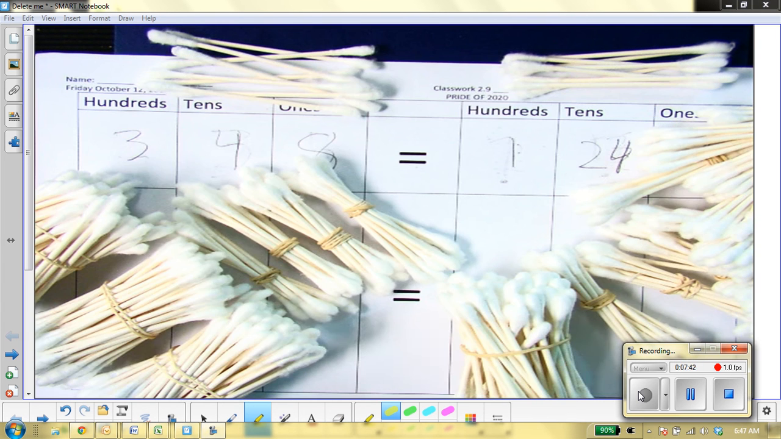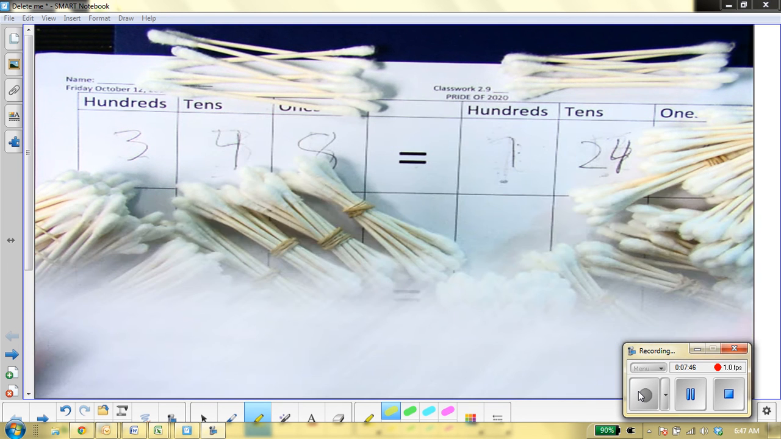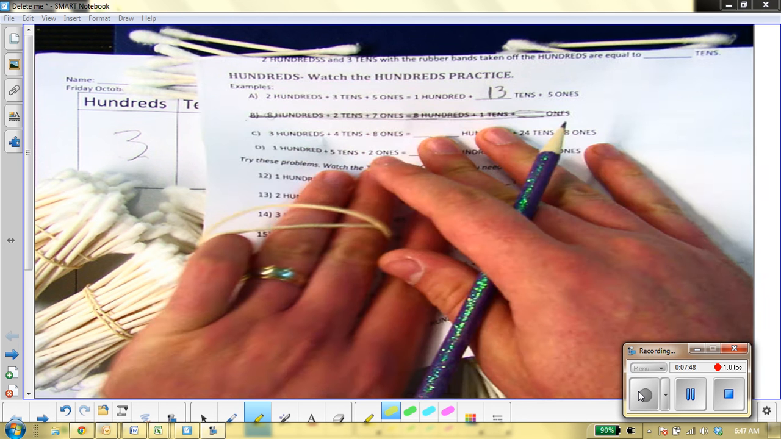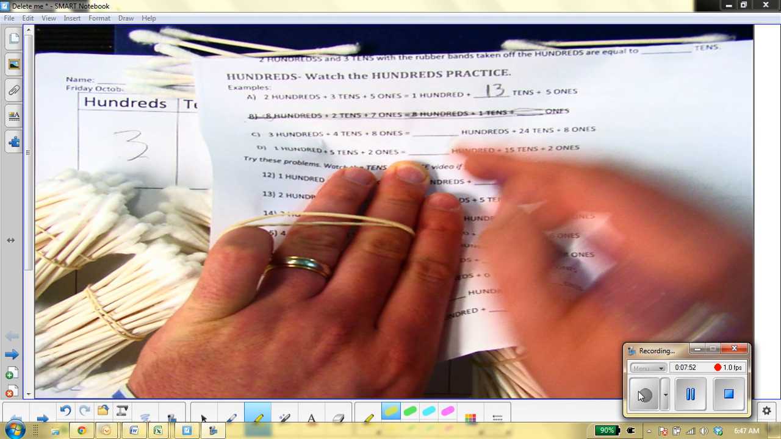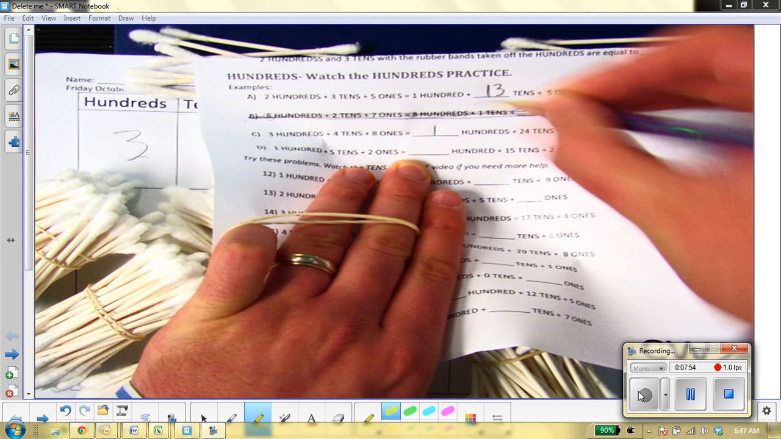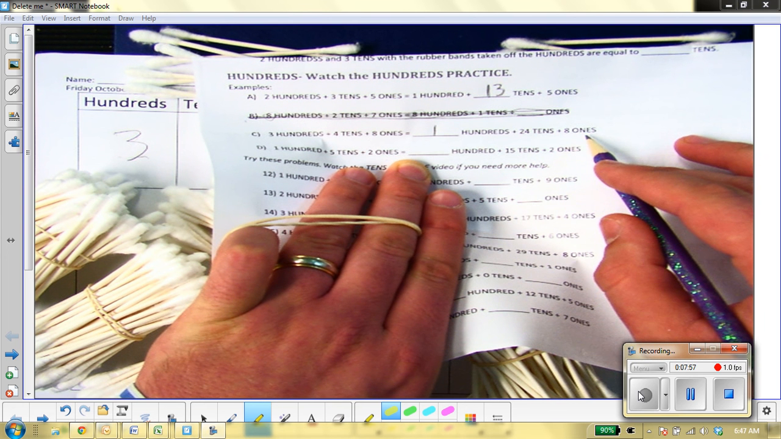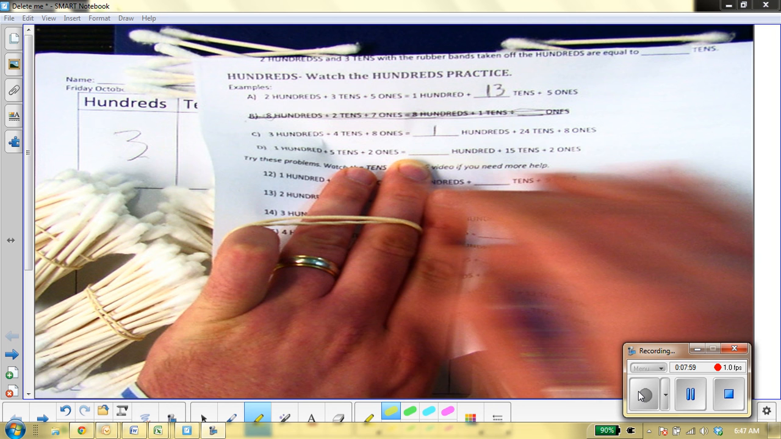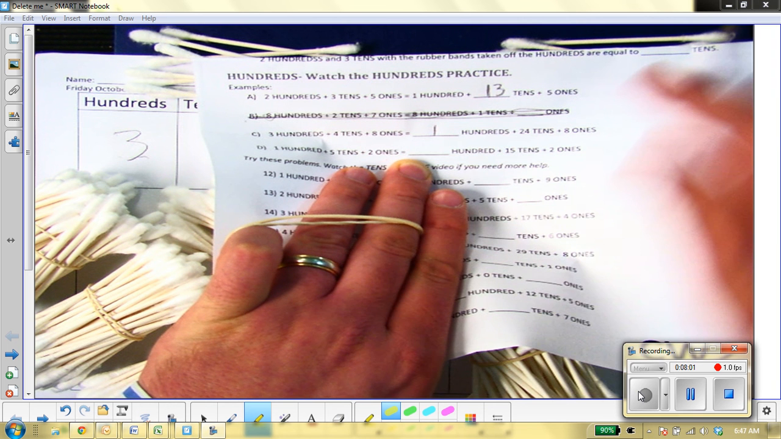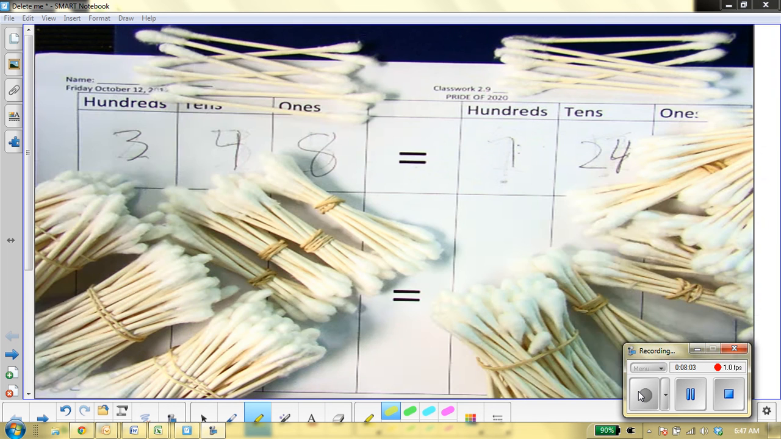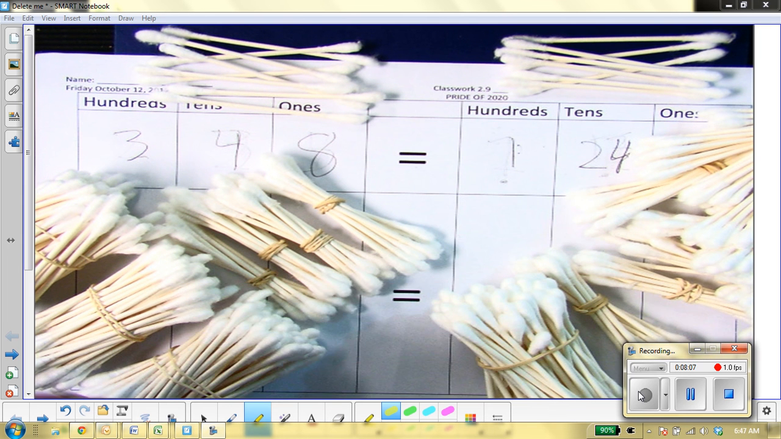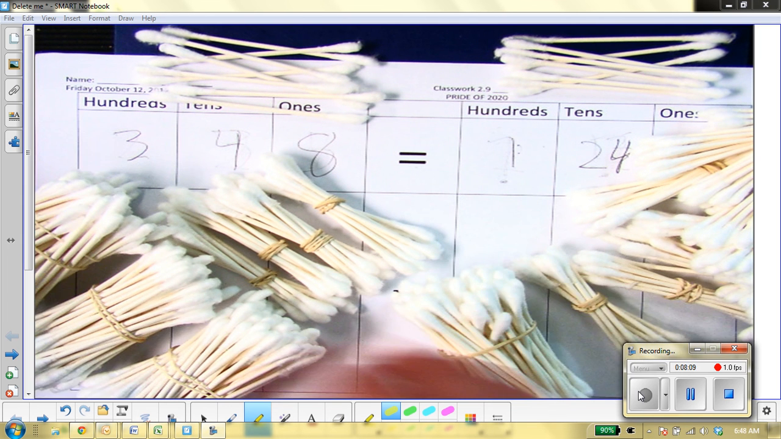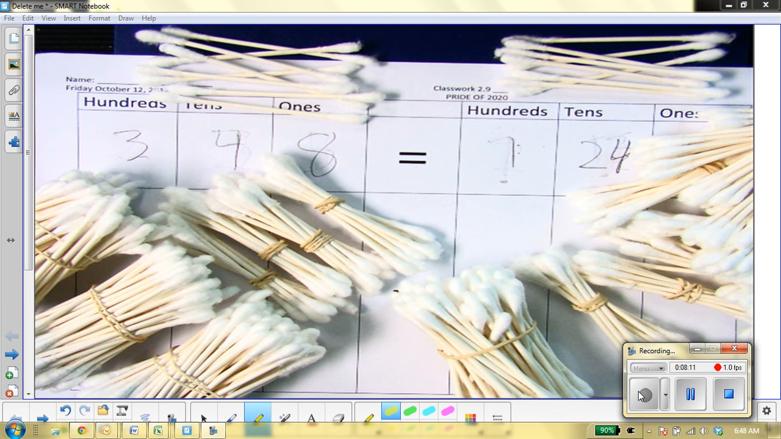So I can go back to my paper and write the answer down. 300s plus 4 tens plus 8 ones equals 100 plus 24 tens plus 8 ones. Let's finish the last one, and then you can get started on your own. I'm going to give you some time to clean this up while I clean mine up as well.